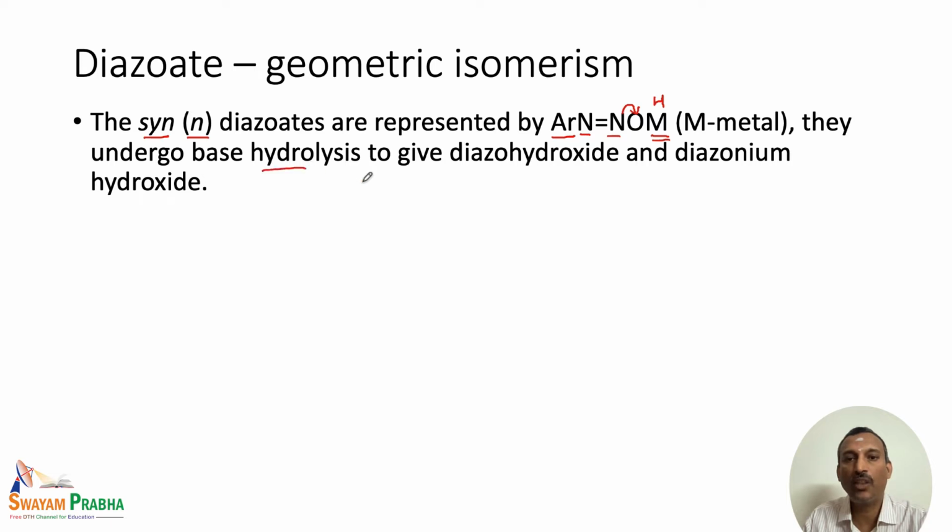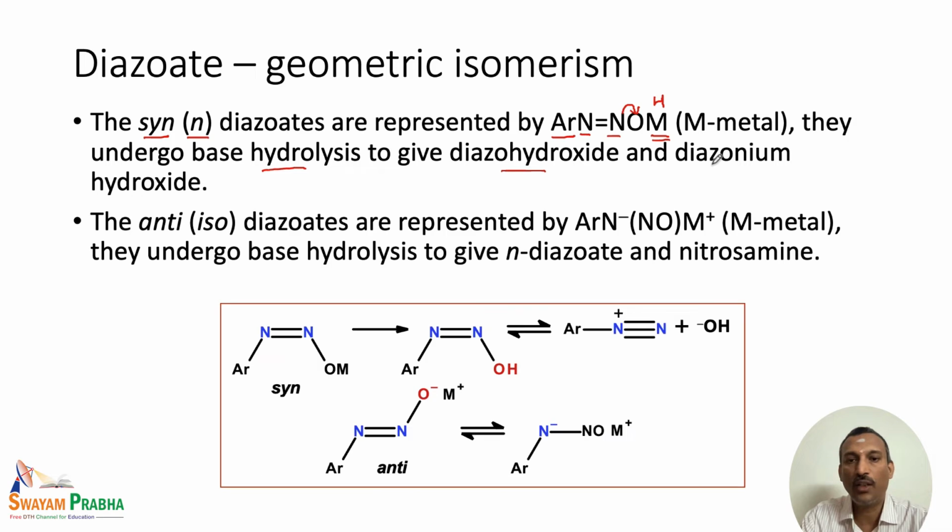generally undergo base hydrolysis to give diazo hydroxide and diazonium hydroxide. So, there are two types of compounds. We are talking about the syn or the normal one. This is the normal diazotate. This normal diazotate has a nitrogen-oxygen-hydrogen bond. On treatment with a strong base, under basic conditions, it produces a hydroxy derivative. That means it is hydrolyzed to give the hydroxide anion and the diazonium salt.